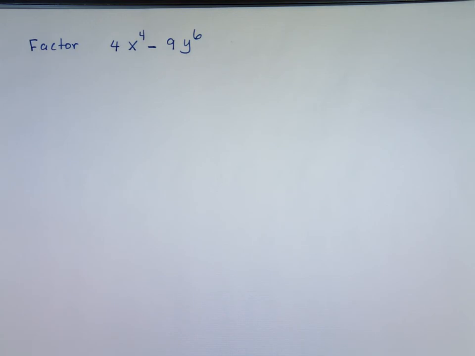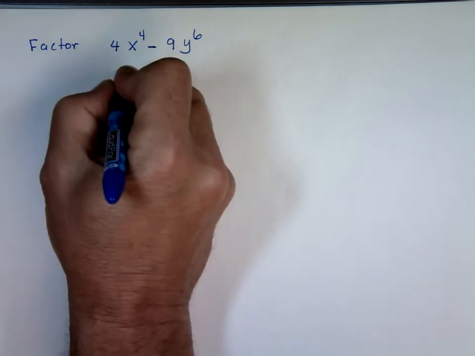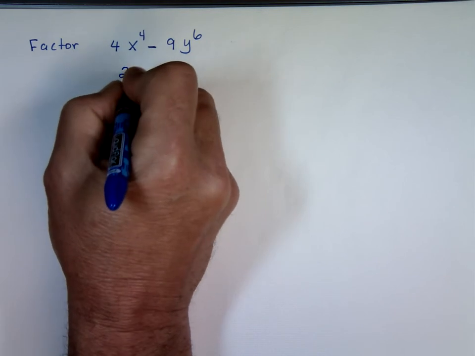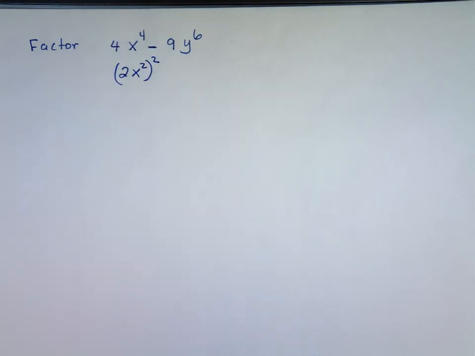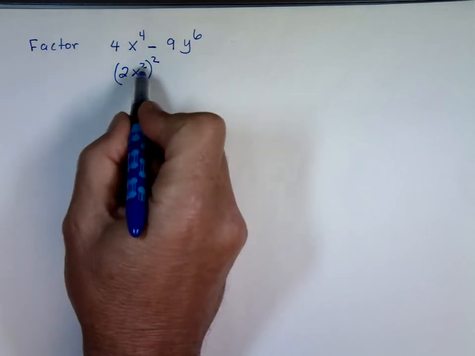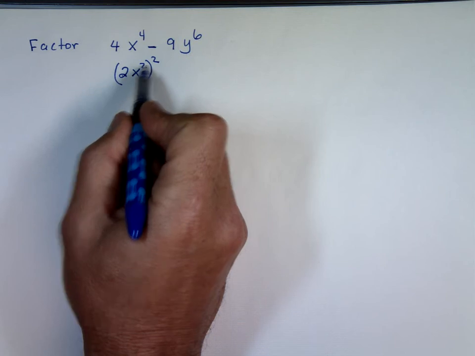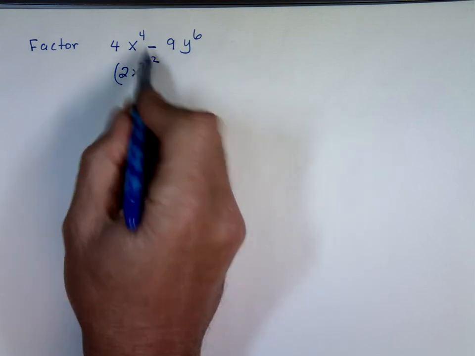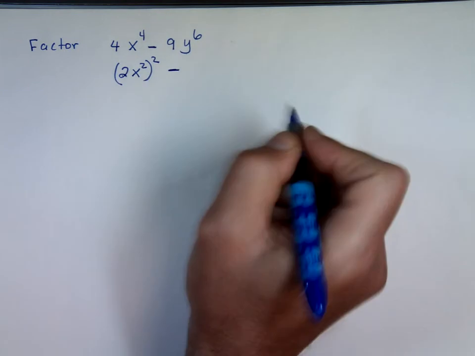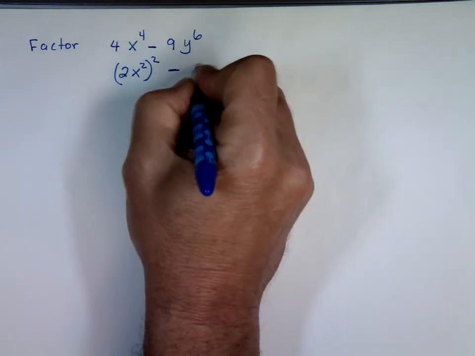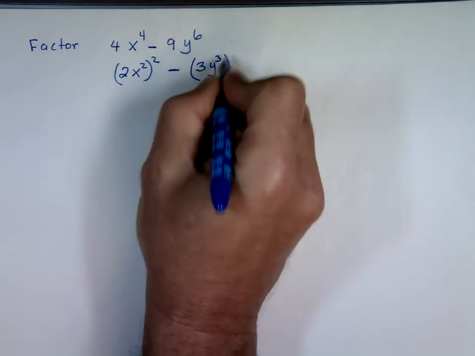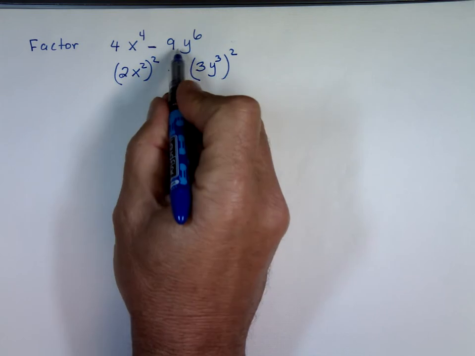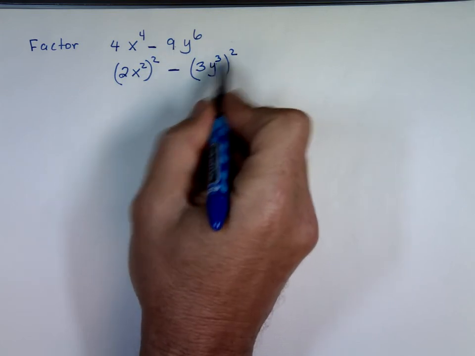Well, I can rewrite the 4 as 2 squared, so 2x squared, the whole thing squared. If you remember, 2 to the power of 2 is 4. X squared squared, power to power, you multiply the exponents. 2 times 2 is 4. The 9 is actually 3 squared, and this will be y to the 3rd, the whole thing squared. 3 squared is 9. Power to power, you multiply the exponents. 3 times 2, that's a 6.